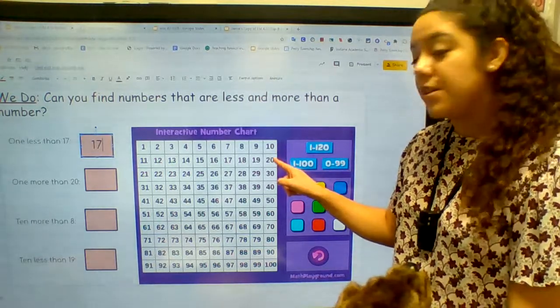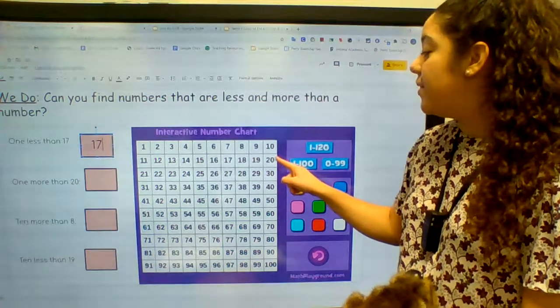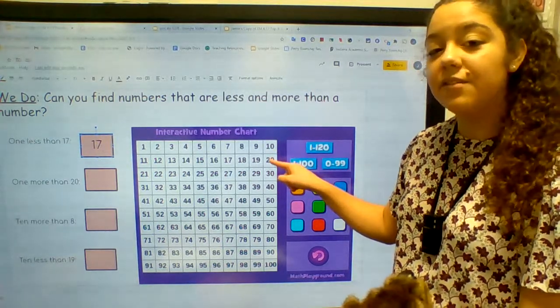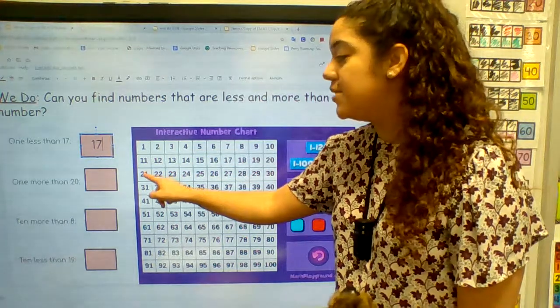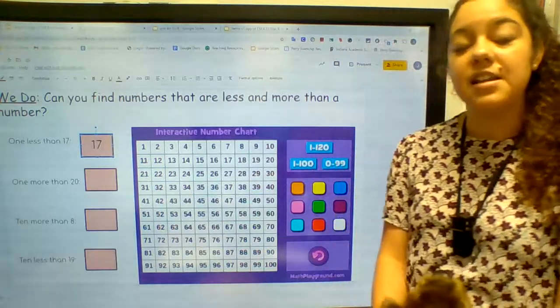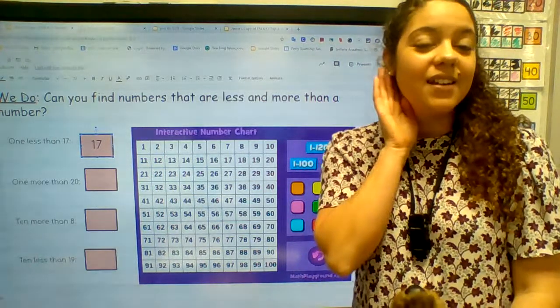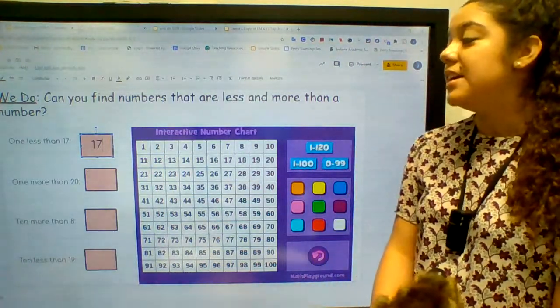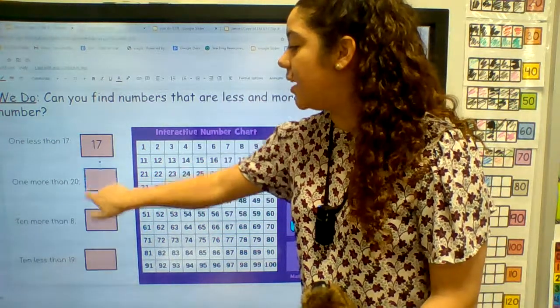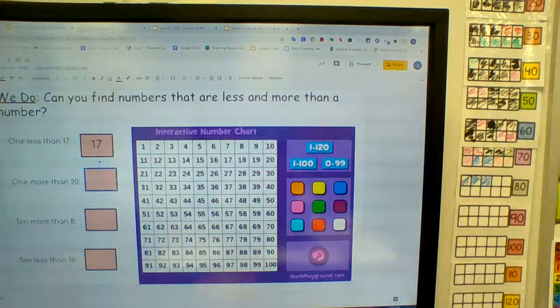Okay, here's the number 20. We need to find the one that comes right after it. So when you get here, just like in reading, you go down and to the left. That's the number 21. Can you say 21? Good. 21 is 1 more than 20. So I'm going to write it here in this box. Remember, when you find a number that's 1 more, you look 1 after that number.